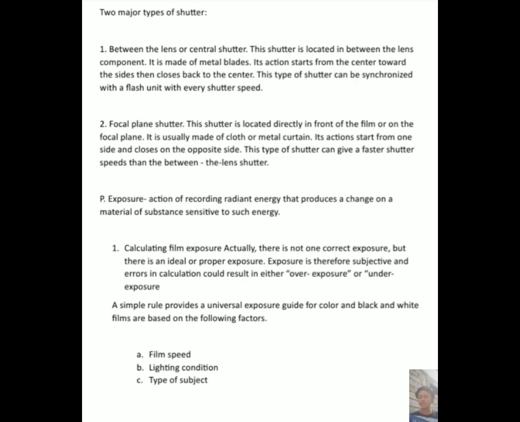The focal plane shutter allows faster shutter speed but it is less accurate in timing. So naa jud sila kalahian sa between the lens o ang focal plane shutter.